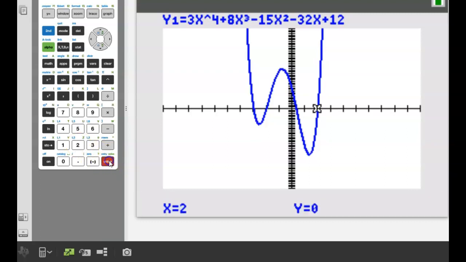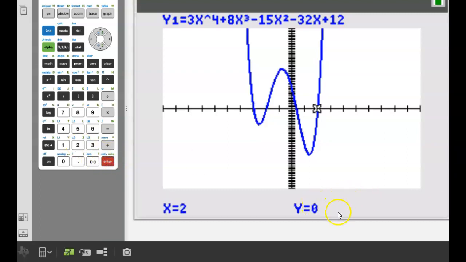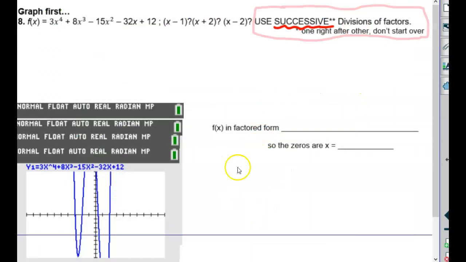If we picked positive 2, comes out 0. If it doesn't come out 0, then there's a problem, and we can't use that. It's not a nice one. We're going to have to divide at the end.